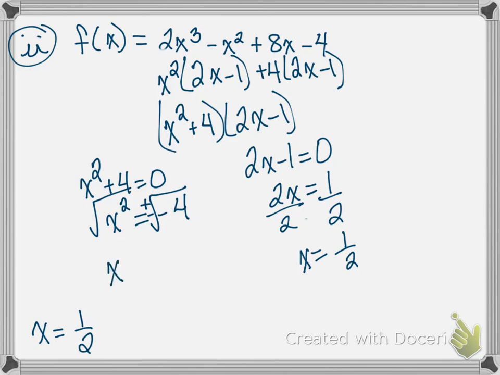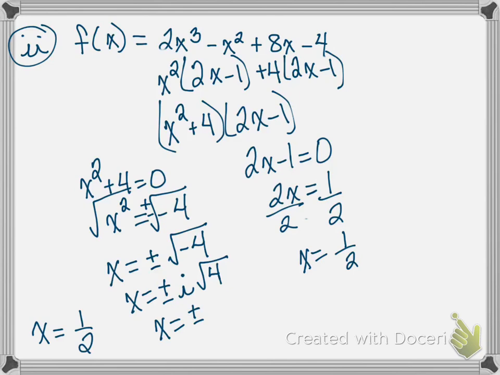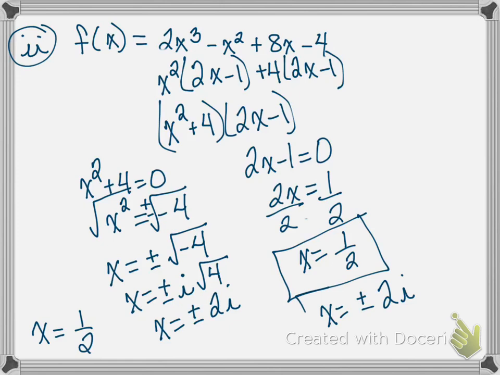So I end up with x equals plus or minus the square root of -4. That negative inside the square root simplifies to an i outside the square root. And then the square root of 4 is 2. So my answer here is plus or minus 2i. So I have 3 solutions to this. X equals 1/2 is my only real and rational solution. My other 2 solutions are complex. I have plus and minus 2i.